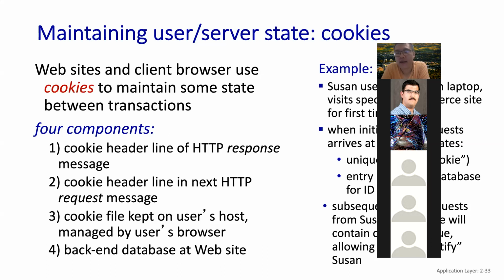Using the same laptop, she visits this site again. Subsequently, the HTTP request from Susan to this site will contain the cookie with this ID value, allowing the site to identify Susan. So this is like an ID. When you first send an HTTP request to some server, the server keeps your identity, and the next time you access this server, it recognizes you and provides the previous information to you.